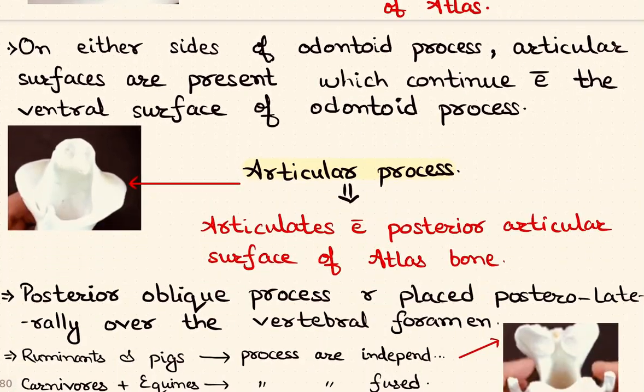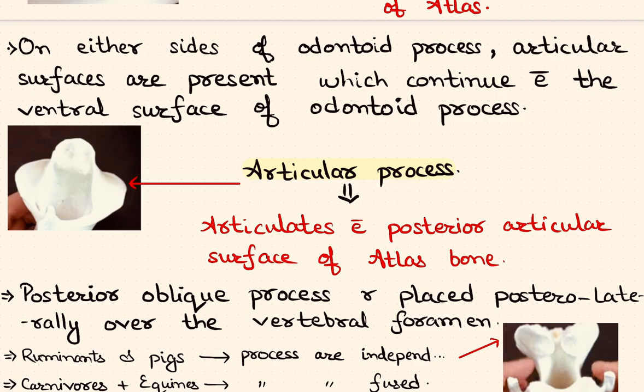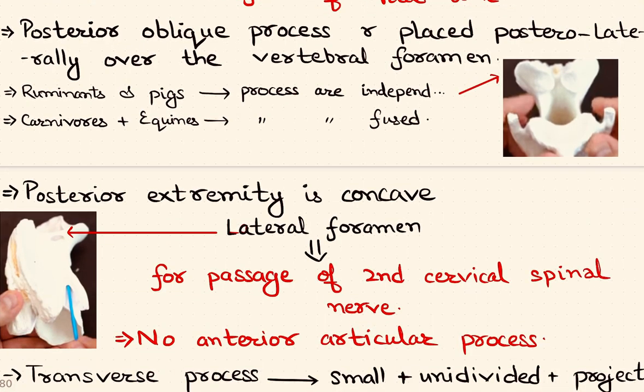On either side of this odontoid process we have some modified articular or oblique processes which are continued with this odontoid process. You can see this is an articular plate, a modified articular process. This modified articular plate joins with the posterior articular process of the axis bone, as it is written here. These articular processes, or articular plate, join with the anterior articular surface of the atlas bone.